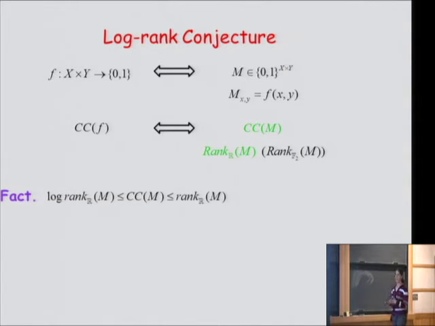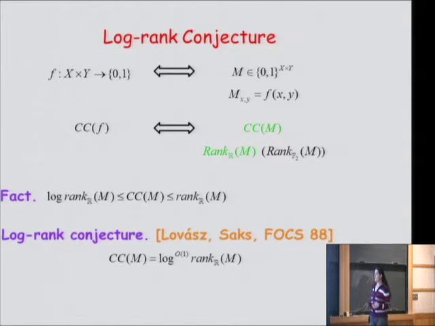Now, it is a well-known fact that the communication complexity of a 0-1 matrix M is lower bounded by the log of its rank and is upper bounded by its rank over the reals. It's a fundamental question to determine the true dependency of the communication complexity of a 0-1 matrix M on its rank. The logrank conjecture, due to Lovász and Saks from '88, suggests that the gap between the upper bound and the lower bound is just polynomial, or more precisely, that for every 0-1 matrix M, the communication complexity of M is polylogarithmic in its rank over the reals.